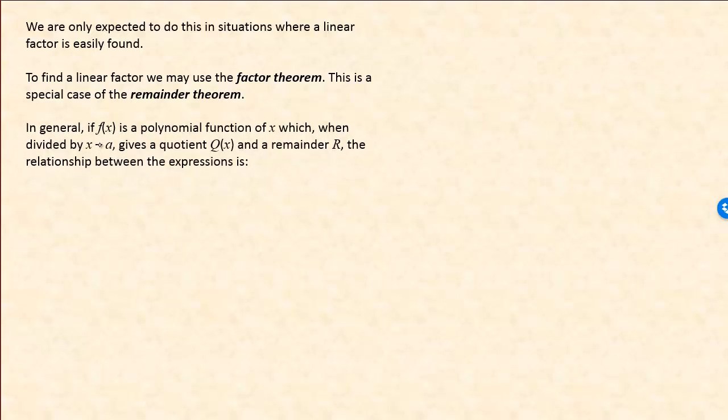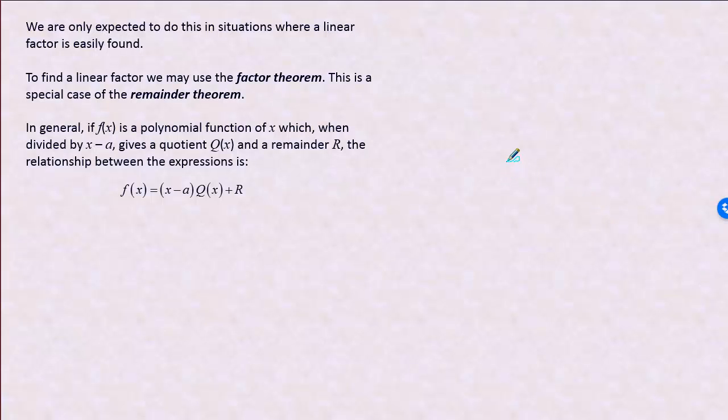In general, if f of x is a polynomial function of x, which, when divided by the linear function x minus a, gives a quotient q of x and a remainder r, the relationship between the expressions is f of x is equal to x minus a, q of x, plus r. Now, if that seems confusing, consider the following.